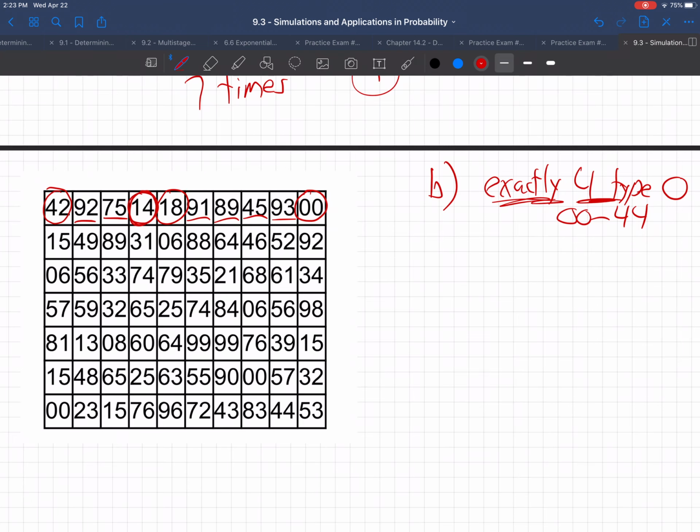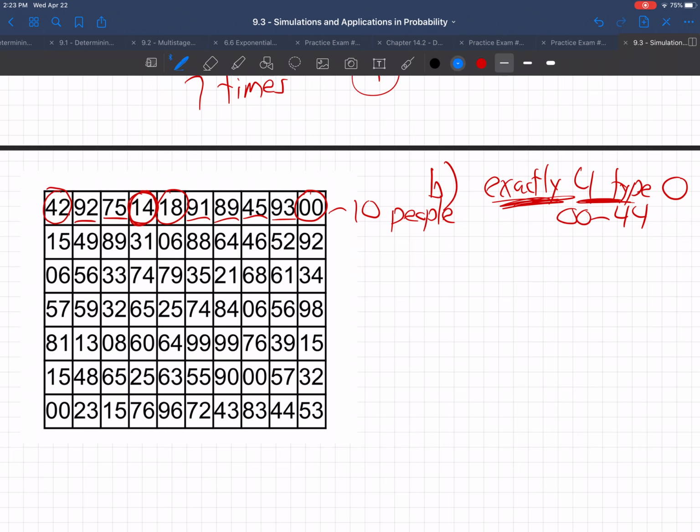How many patients had to come in until we got our 4th type O blood? That took 10 people. We had to have 10 people come in to get to our 4th type O blood. It took 10 patients to get exactly 4 that had type O blood.